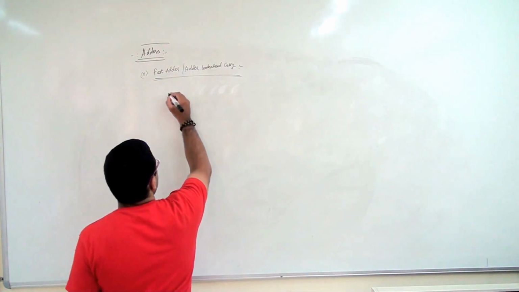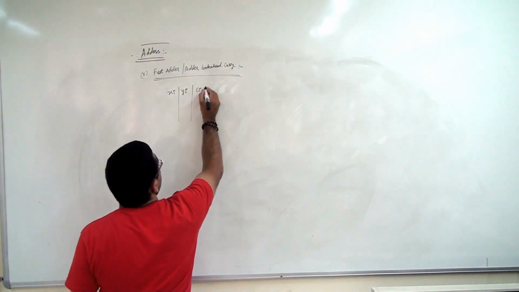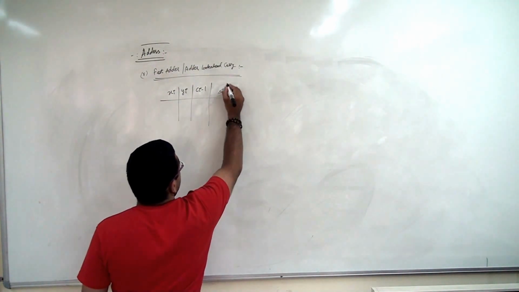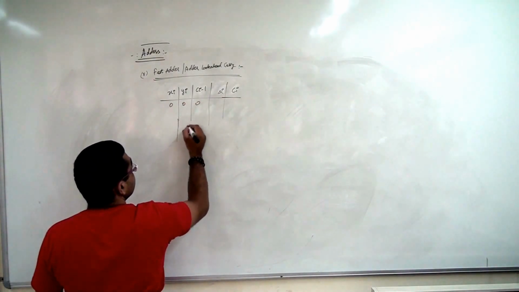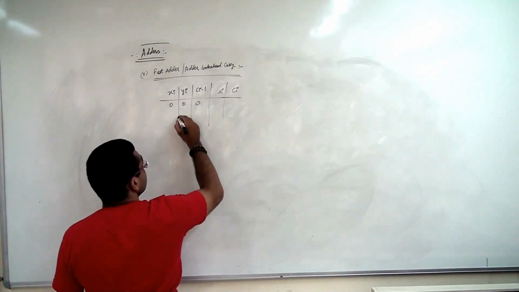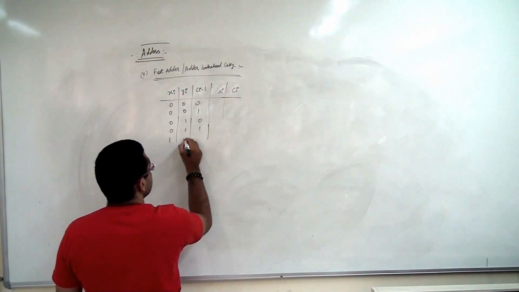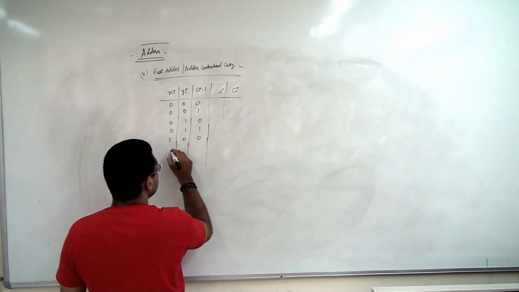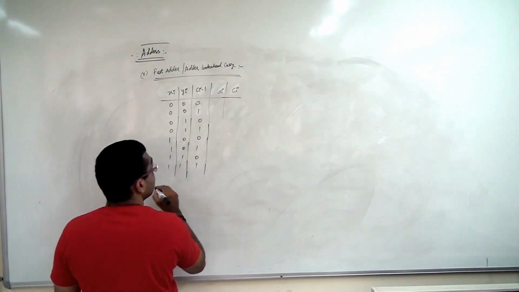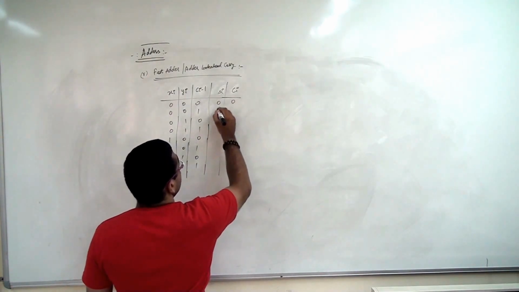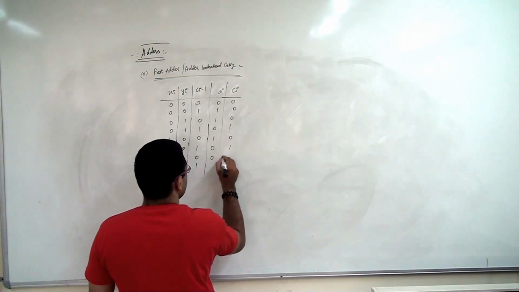Let us see how. If I again make the table, say at the ith stage I have xi, yi and the carry coming from the previous stage, i minus 1. My sum at the ith stage is si and the carry is ci. This is 0, 0, 0; 0, 0, 1; 0, 1, 0; 0, 1, 1; 1, 0, 0; 1, 0, 1; 1, 1, 0 and 1, 1, 1. Now if I complete this table, what do I get? 0, 0, 1, 0, 1, 0, 0, 1, 1, 0, 0, 1, 0, 1, 1, 1.